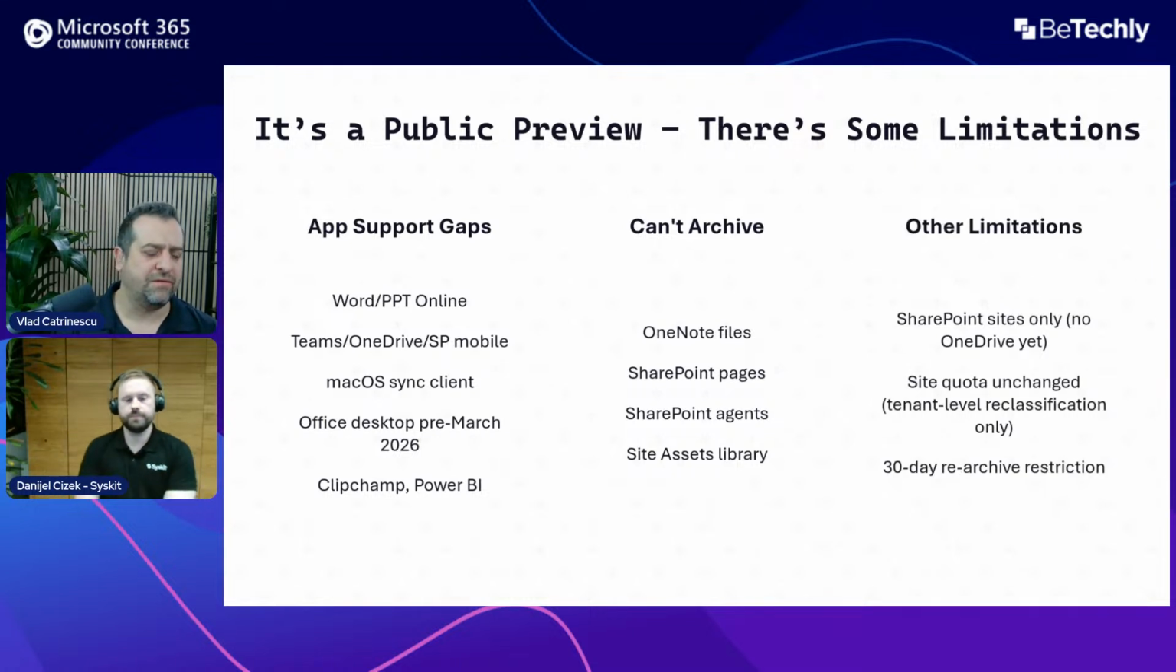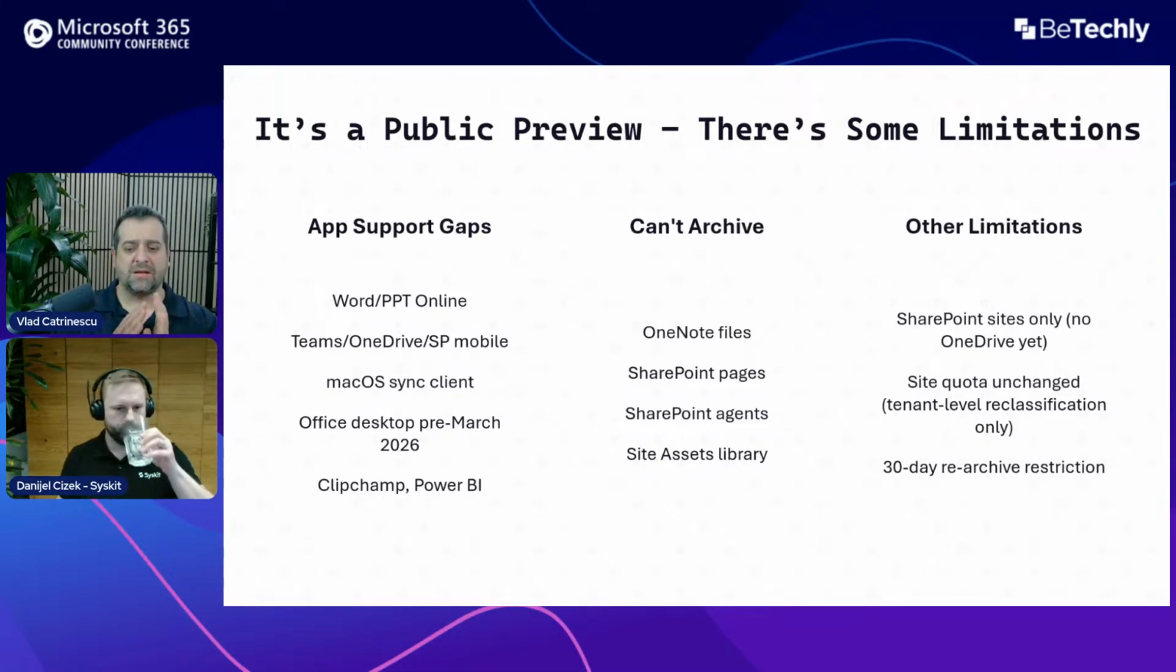This is still a public preview. There are some limitations. I have them all here on the screen while I talk a bit about them. There are some apps, Word and PowerPoint Online today, that might error out when you try to open an archived file, depending on how you open it. Teams, OneDrive, and SharePoint mobile apps don't fully support archive yet, so you might run into issues there. The macOS sync client for OneDrive for Business, your Office desktop clients if you have updates before March 2026, as well as Clipchamp and Power BI.